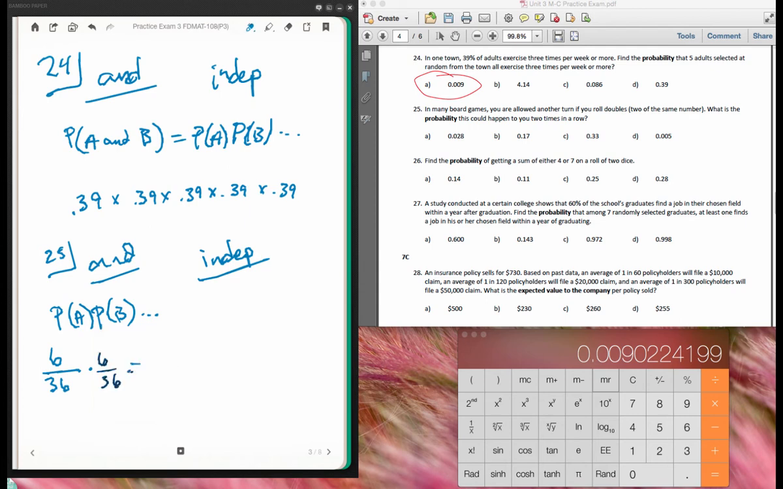And if I do that, notice 6 goes into 36 6 times, and 6 goes in, so I'm left with 1 over 36. And I can calculate that by going 1 divided by 36, or 0.0277, which rounds up to 0.028.